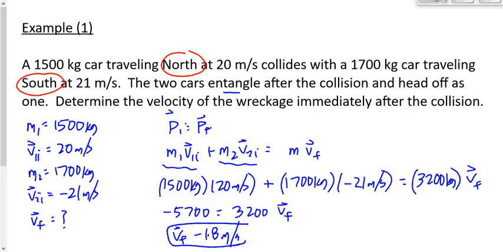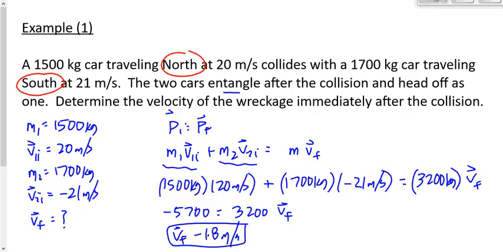Or you could say, of course, 1.8 meters per second to the south. Can't say negative 1.8 to the south, because that would mean north. But it's either negative 1.8 or positive 1.8 to the south.